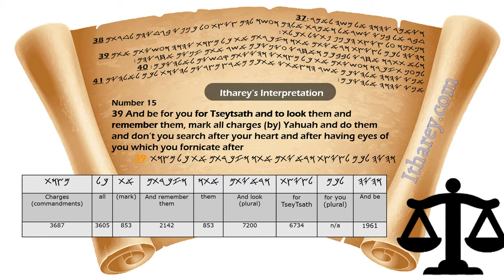Et. Et is usually not translated in the English Bibles because it's redundant, but for the most part it means mark or look. It's telling you to check out the following words. So basically, check out all the commandments. Mitzvot is the word commandment, but I translate it as charges, which I am going to explain right now.